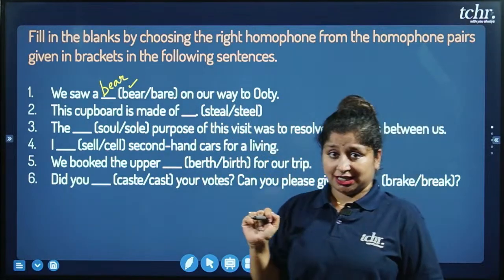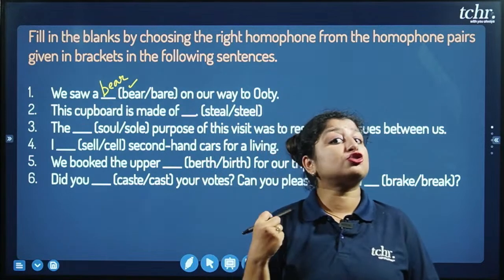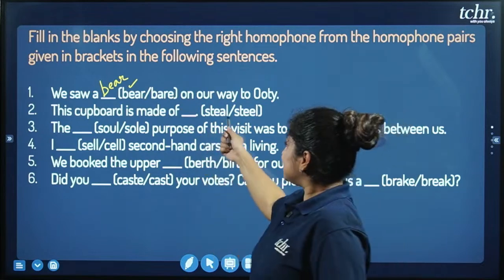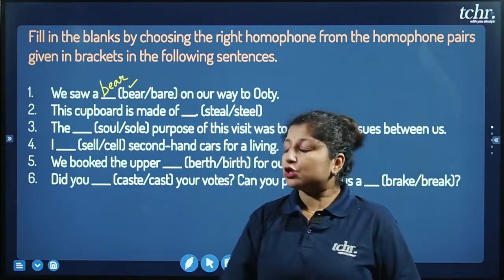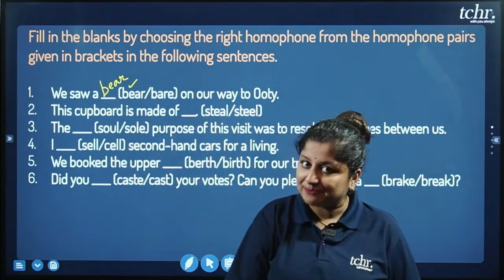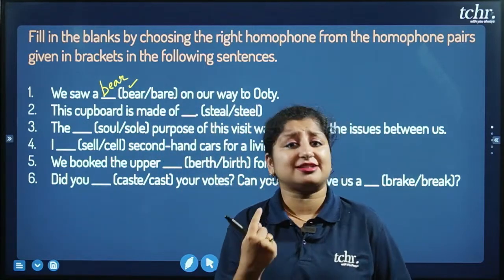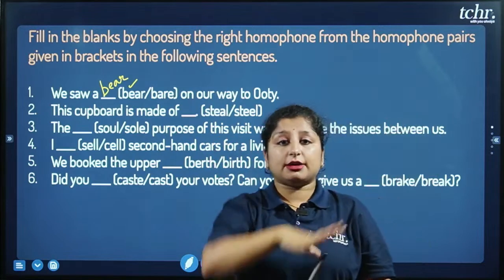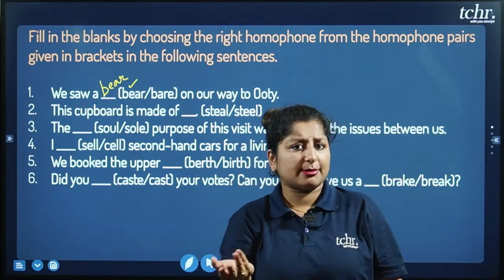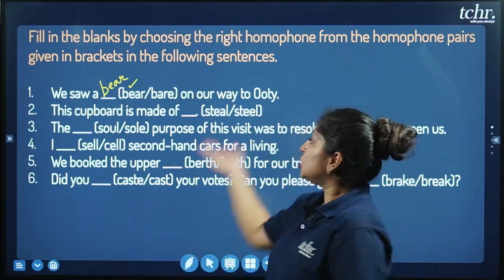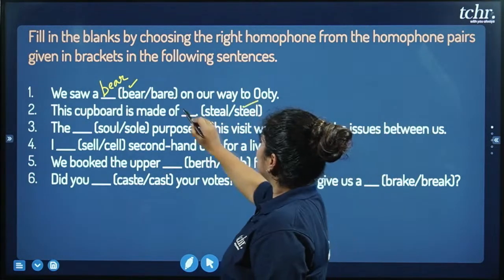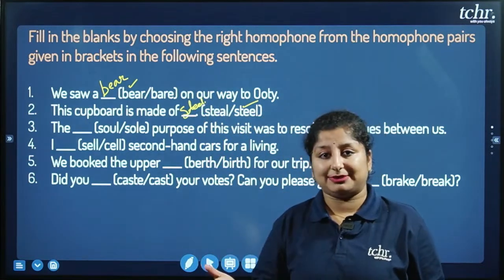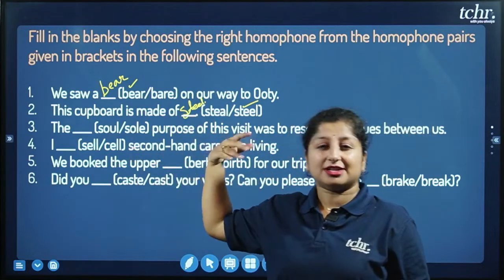Okay, next, this cupboard is made of dash. To steal something is to rob something. Okay, steal. Now this steel is a metal. So which one would be the right here? The context. So first step is to understand the context of the sentence. What is the context of the sentence here? This cupboard, what is a cupboard made of? It could be made of wood, or it could be made of metal. So the right one here is steel. Understood? This is how you're supposed to crack the blank, or just think which is the right option to be used.